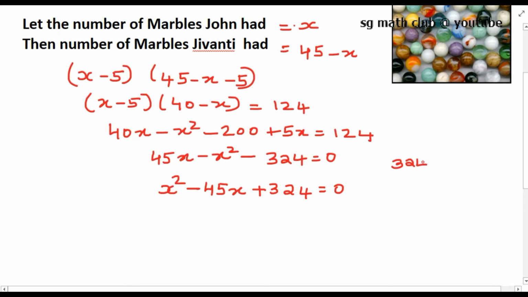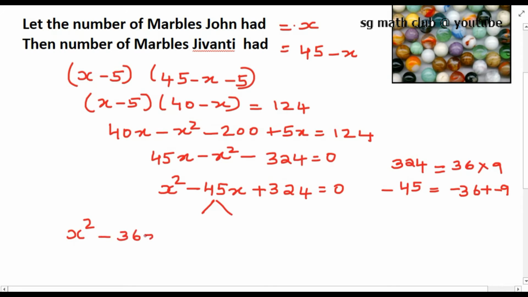We have to find two numbers such that the product should be 324 and the sum should be 45. So which are those numbers? We know minus 36 plus minus 9 is minus 45, and 36 into 9 is 324. So we can split the middle term like this: x square minus 36x minus 9x plus 324 equal to 0.